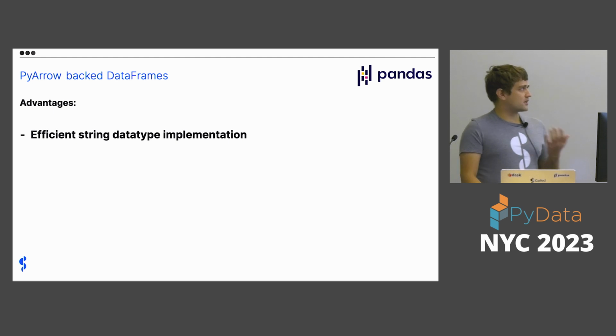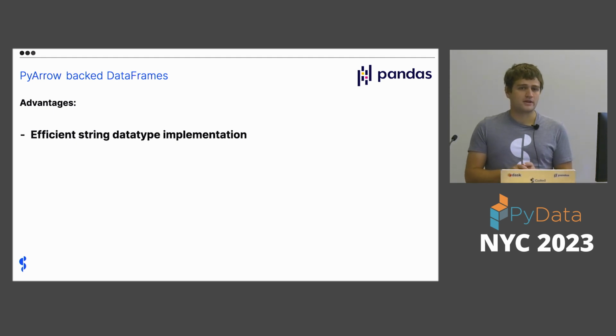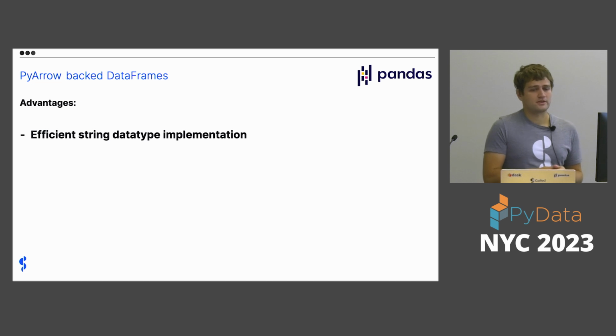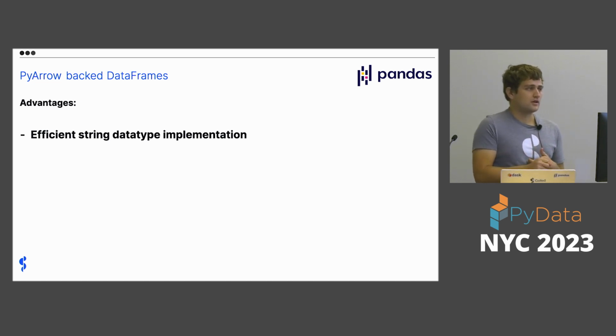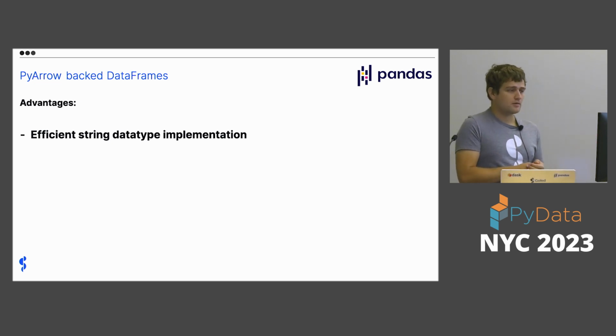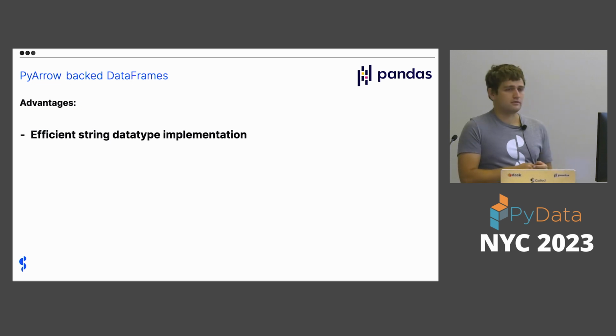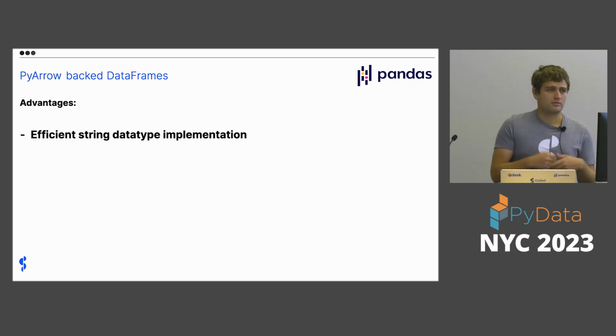In my opinion, the biggest advantage of Apache Arrow for pandas is that it has an efficient string data type implementation. Historically, pandas used the NumPy object type to represent strings, which is, for one, slow, and two, super memory inefficient. Memory just blows up if you have a lot of NumPy objects. But there isn't really an efficient string data type in NumPy that we could have used alternatively. That's why we fell back to object.